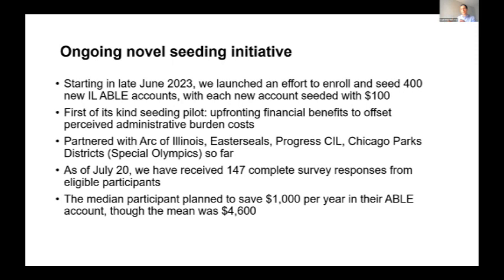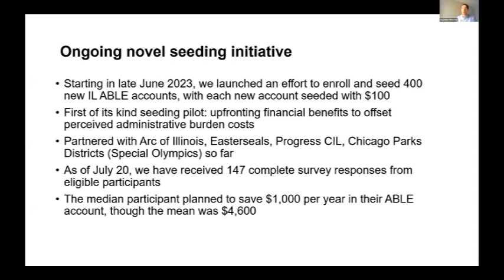The purpose of this $100 upfront seeding incentive is that ideally what we hope it does is it offsets all the perceived admin burden cost. In other words, it would make the sign-up process, or the pain of going through the sign-up process, worthwhile.